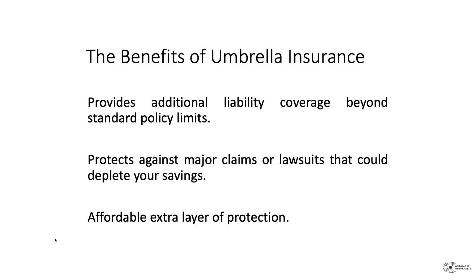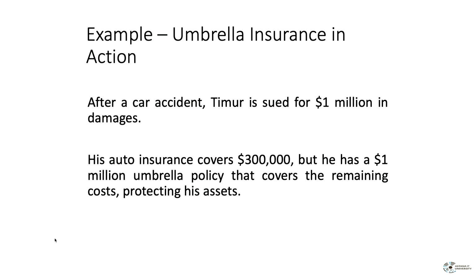Now let's take a look at the benefits of umbrella insurance. It provides additional liability coverage beyond standard policy limits, protects against major claims or lawsuits that can deplete your savings, and it is an affordable extra layer of financial protection. And here is an example. After a car accident, Timur is sued for 1 million in damages, and his auto insurance covers 300,000. But he has a 1 million umbrella policy that covers the remaining costs, protecting his assets.